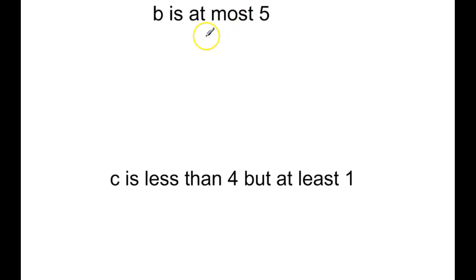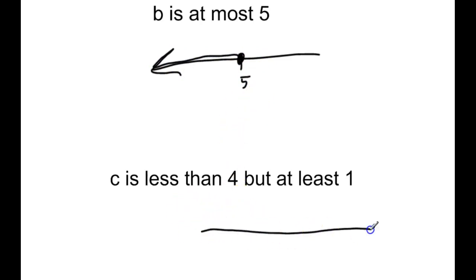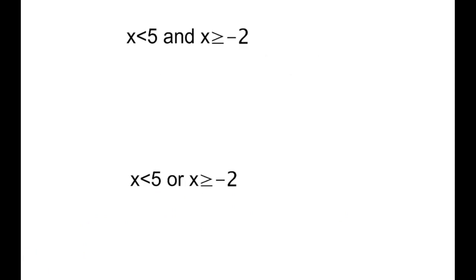One way, so if you say something in words like b is at most 5, so if you have 5 on there, at most means equal to or less than in that case. So that graph would look like that. C is less than 4, but at least 1. So if I have something like that, at least 1 would look like that, and includes 1. But less than 4 would be something like this. So this is 4, an open circle at 4, because it's less than, not equal to 4. This is an AND statement, so we're saying both of those are true.